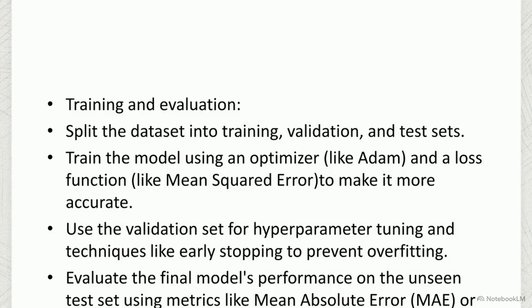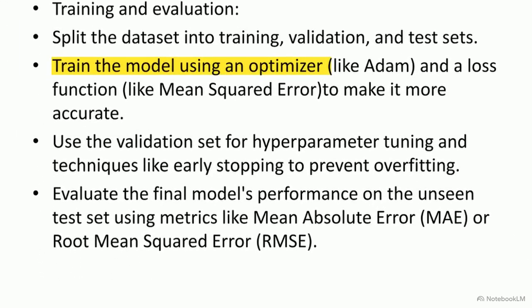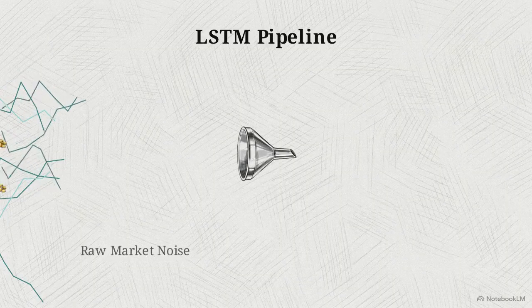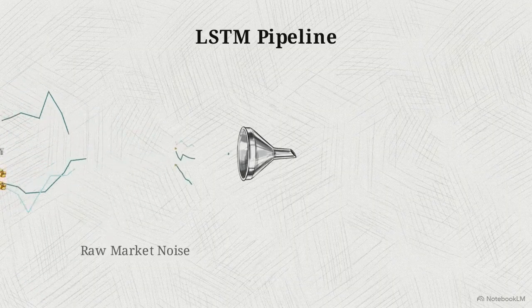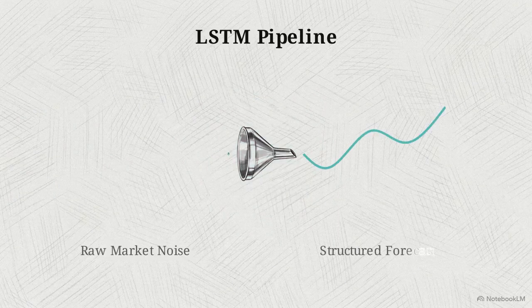Finally, we train and evaluate. This slide outlines the process: splitting the data, using an optimizer like Adam to refine the model, and measuring performance using mean absolute error to ensure the forecasts are accurate before they go live. This pipeline is how raw, unpredictable financial history is transformed into a structured, predictive engine for the business.